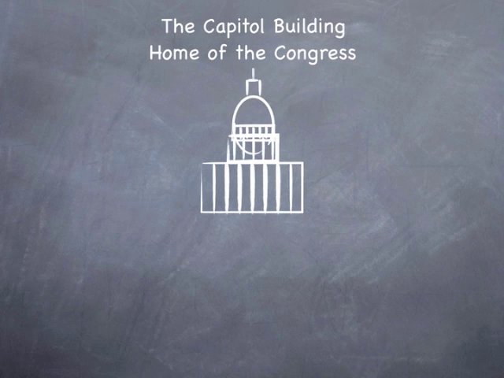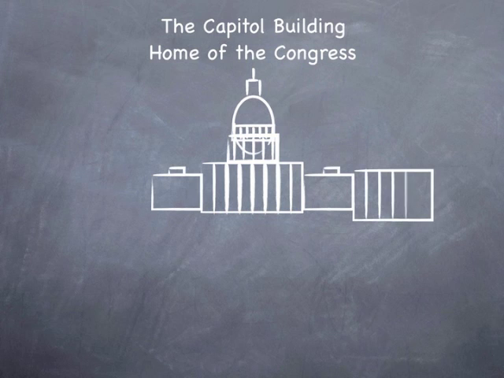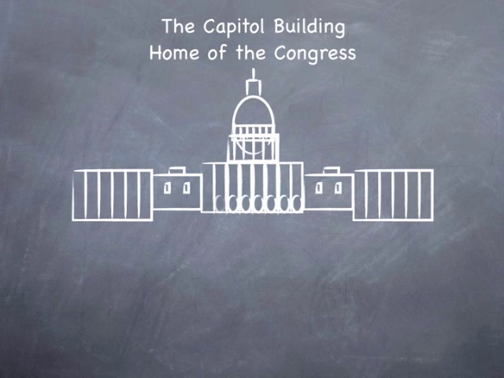Now, as far as the home of Congress, well, they have a pretty nice swanky digs located in Washington, D.C. It's known as the Capitol Building. It's home of Congress. On one end of the Capitol, you have the house where the Senate is. On the other end, well, you have the house where the House of Representatives hang out.